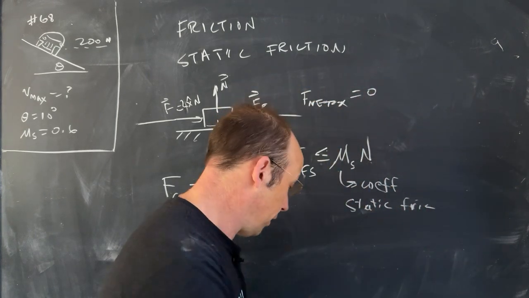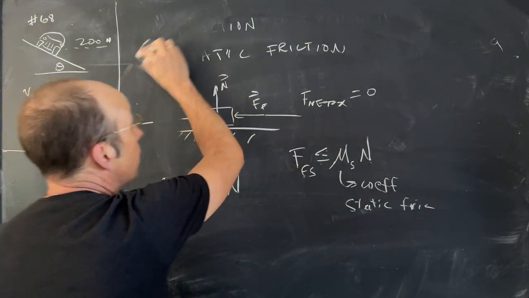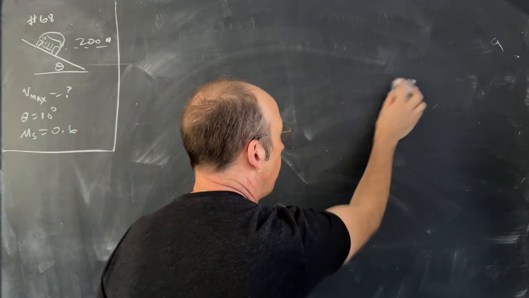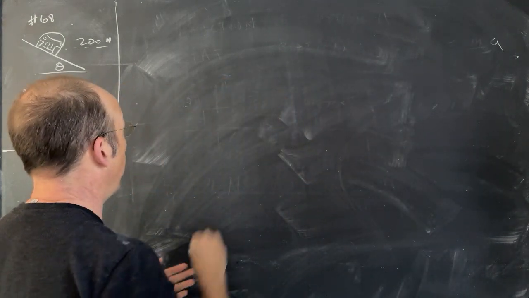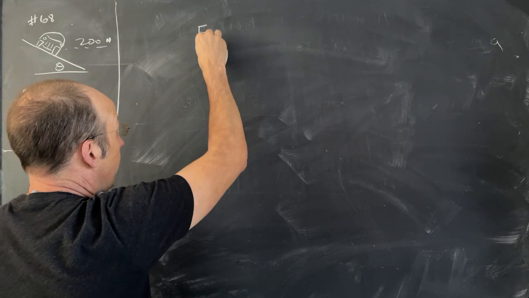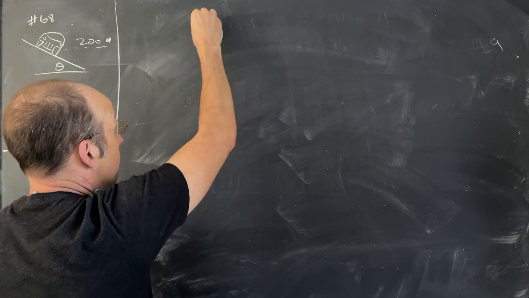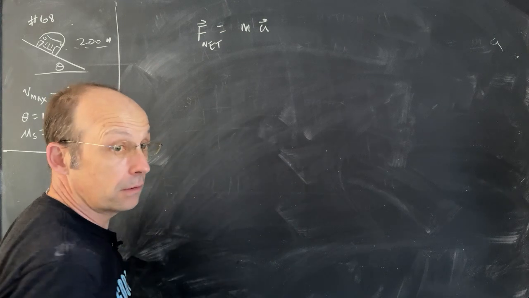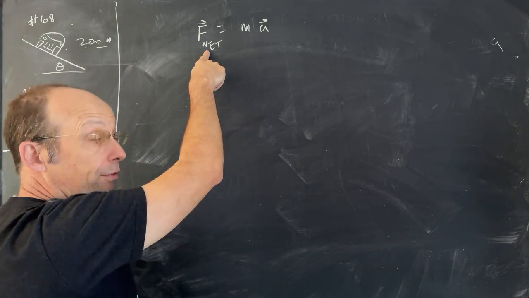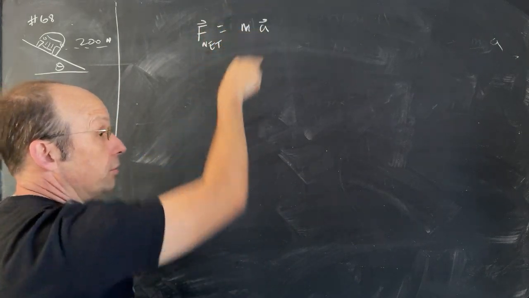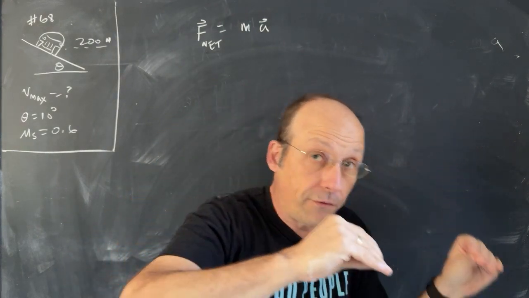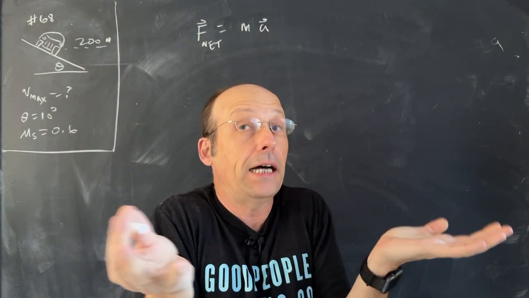I do want to talk about the other things in the chapter. And now I want to remind you very importantly of where we're at. We're at this. F net is mass times acceleration, right? So force is a vector, acceleration is a vector. This is Newton's second law. This says that the relationship between the net force and the acceleration depends on the mass of the object.